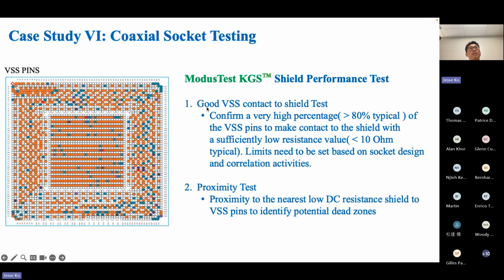What we do is we measure every single contact point of VSS to shield. We call it the good VSS contact to shield test. We confirm at a very high percentage, more than 80% of VSS pins make contact to the shield with sufficiently low resistance value of less than 10 ohm. And limits can be customized depending on your application. But we're trying to make sure at least 80%, more than 80% of those pins have good contact with the shield. And we also perform a proximity test to make sure the pins of interest, that you really need to have good signal integrity, have good shielding around them.